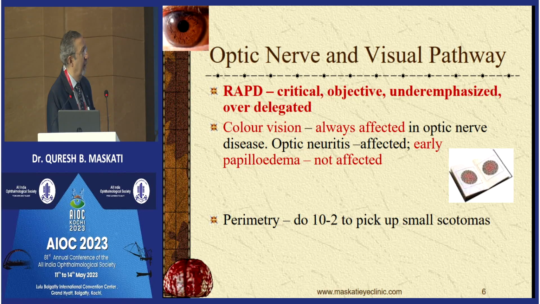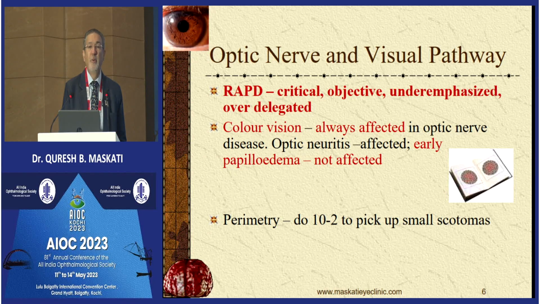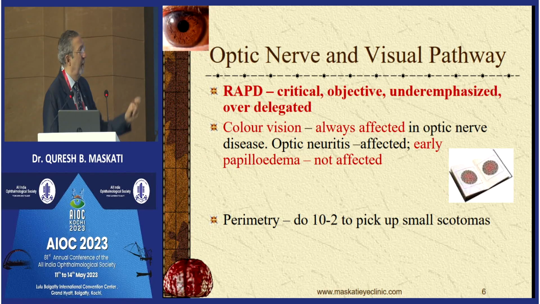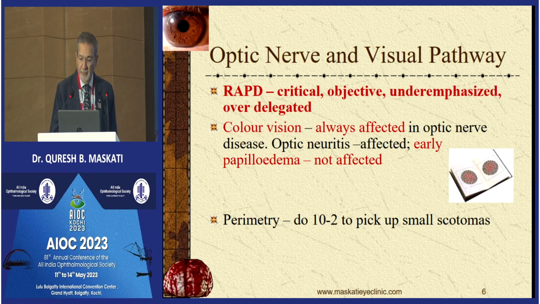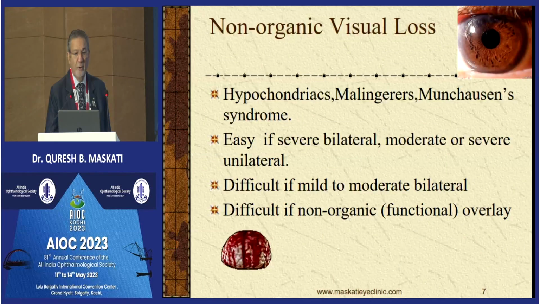Again, I talk about color vision, always affected in optic nerve disease. In optic neuritis, it is affected. In early papilledema, it is not affected. So again, when you want to distinguish between optic neuritis and early papilledema, simple tests like color vision help you. And perimetry, as I said, is again something which is not given its due importance in neuro-ophthalmology.